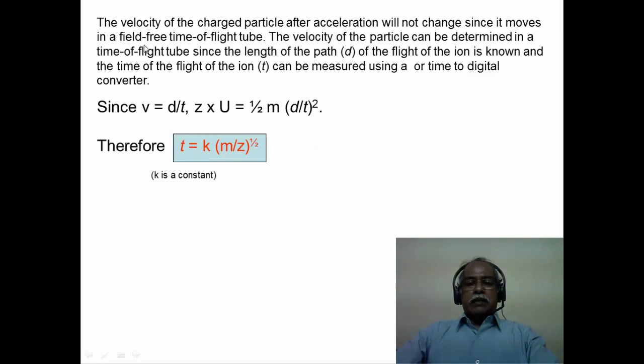Now the velocity is essentially distance by time. So one can solve this equation by substituting velocity to be distance by time. You have this particular expression where in mv squared, the v is replaced by d by t, so d by t squared. So if you rearrange this equation, you essentially get the time, that is the flight time, corresponding to the m by z, the square root of m by z times some constant.